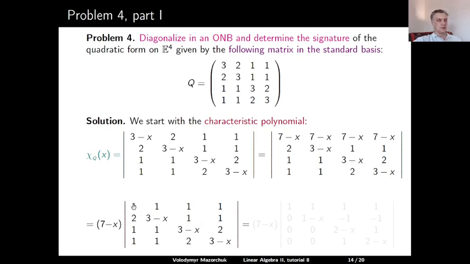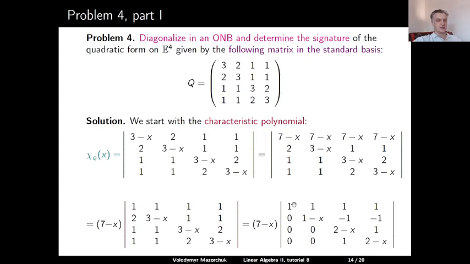Now we can use this 1 to kill everything in the first column. So we subtract row 1 from rows 3 and 4, and we subtract twice row 1 from row 2. This does not change the determinant. So we get 7 minus x. The first row is the same, 1, 1, 1, 1. The second row becomes 0, then here 1 minus x, here minus 1, minus 1. The third row becomes 0, 0, 2 minus x, 1. And the last row is 0, 0, 1, 2 minus x.